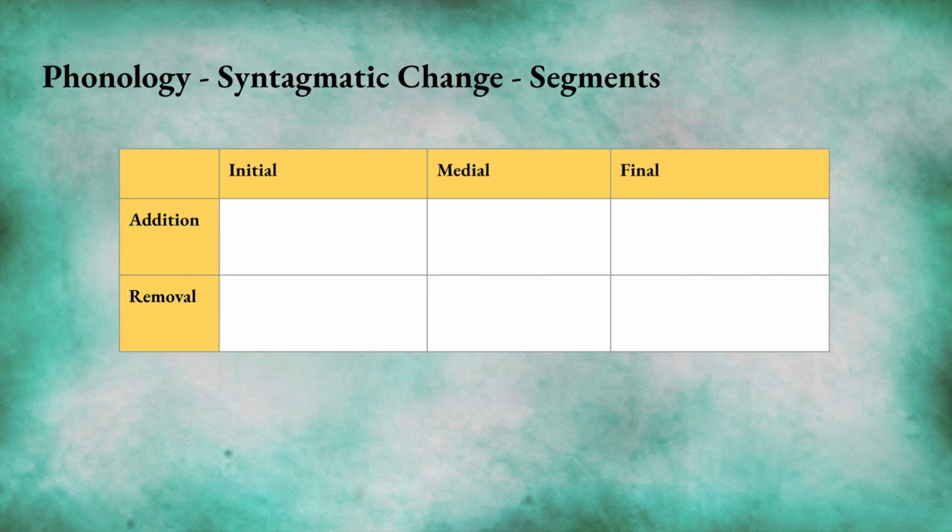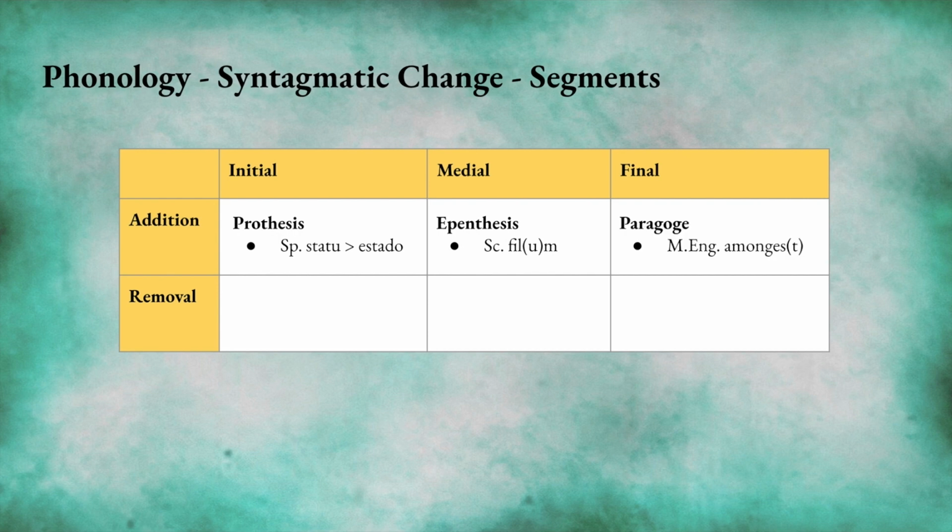This table illustrates rather simply that sounds can be either added to or lost from segments either at the beginning, middle, or end of a word. Addition to the beginning of a word is prothesis, to the middle is epenthesis, and to the end is paragogy. Deletion from the beginning is aphyresis, from the middle is syncope, and from the end is apocope.